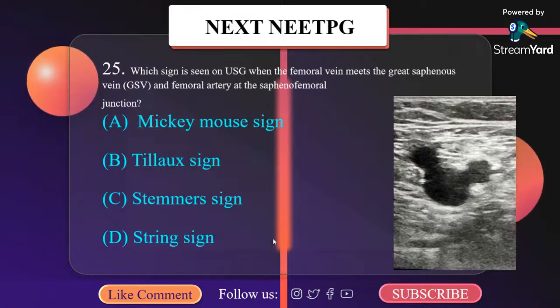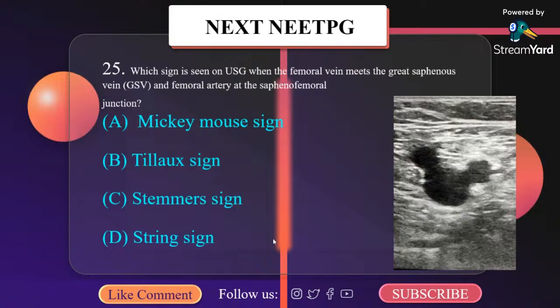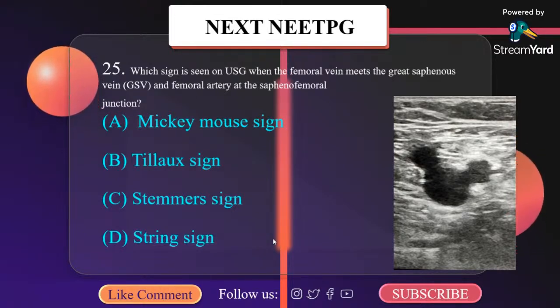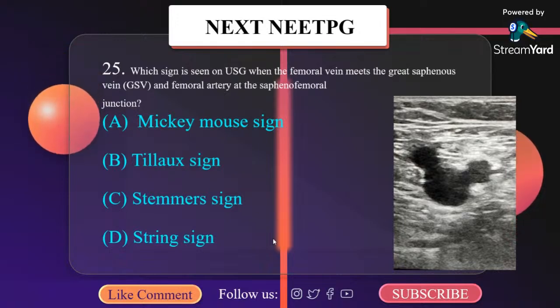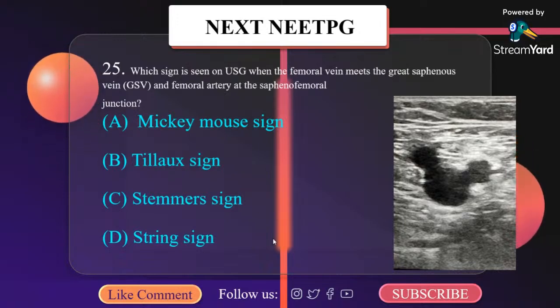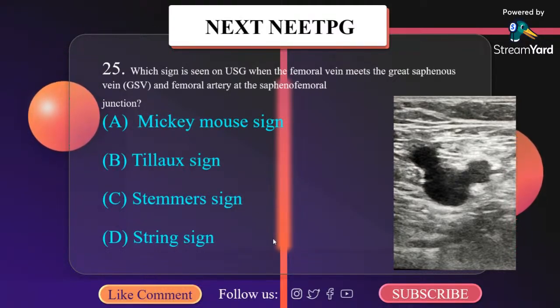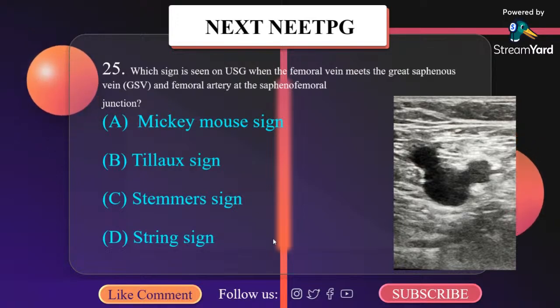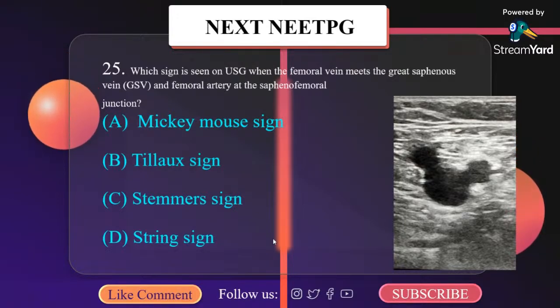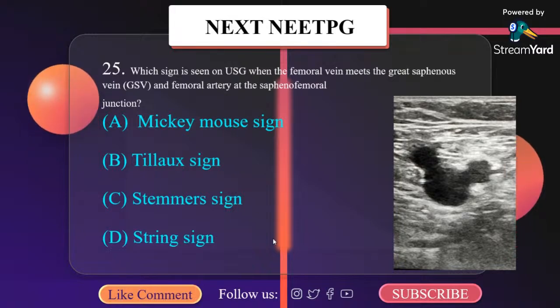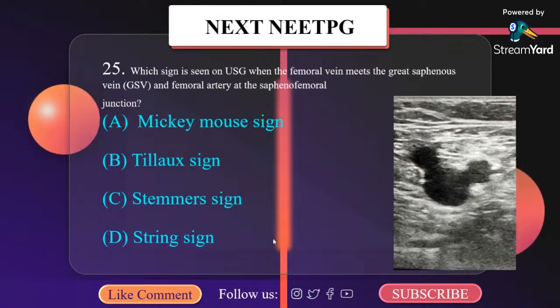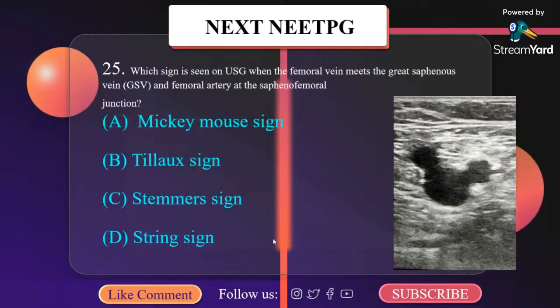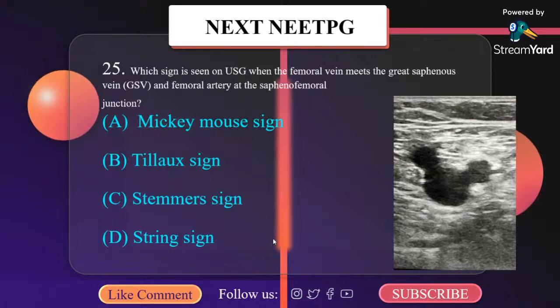Mickey Mouse sign represents the normal anatomy of common femoral artery, common femoral vein, and great saphenous vein on ultrasound. It is a normal phenomenon at the level just inferior to the inguinal crease. What is Tillaux sign? Tillaux sign is a clinical sign in which there is a resonant area between the pubic bone and tumor. What does it indicate? That the tumor must be mesenteric.